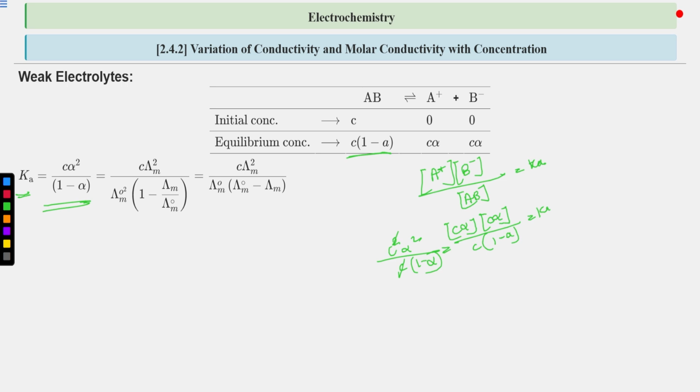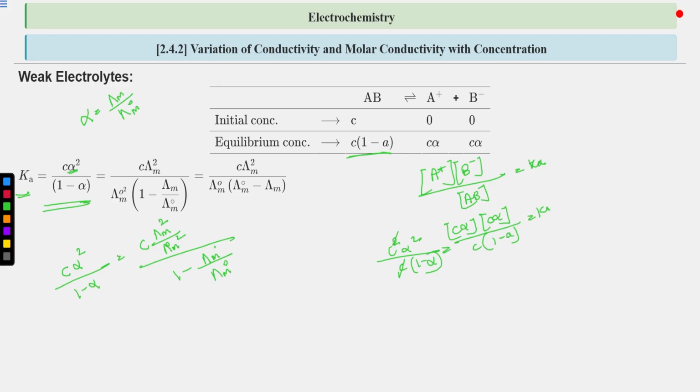Now alpha we just described as lambda m upon lambda m naught, right? The ratio of the molar conductivity and limiting molar conductivity for a solution. So we just put that ratio in place of alpha, wherever alpha is. Let me solve this. C alpha square upon 1 minus alpha becomes C lambda m square upon lambda naught m square, upon 1 minus lambda m upon lambda m naught.